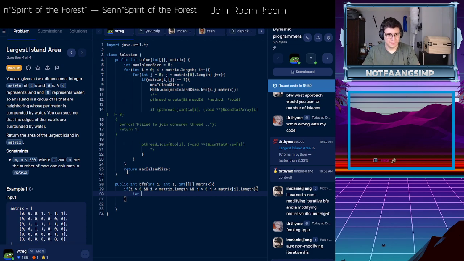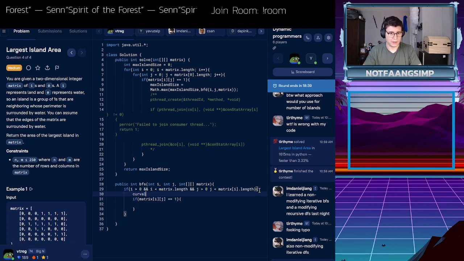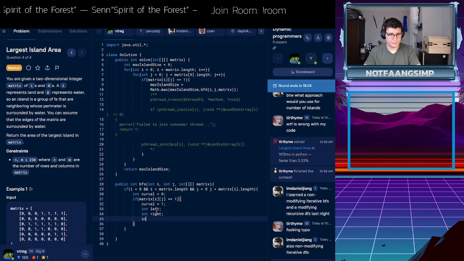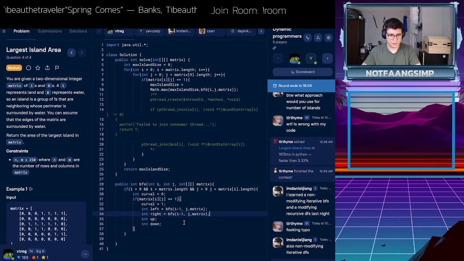So, int curval equals, let's just do this, right? Find if matrix at i, j is equal to 1. We're going to do curval equals 0. Oh, why is this difficult? My brain is refusing to remember how to solve these. Okay, curval equals 1. Then we're going to do int left, int right, int up, and int down. These are going to just do a BFS traversal: left equals BFS of matrix, i minus 1, j. And we're going to copy this very same logic to here.